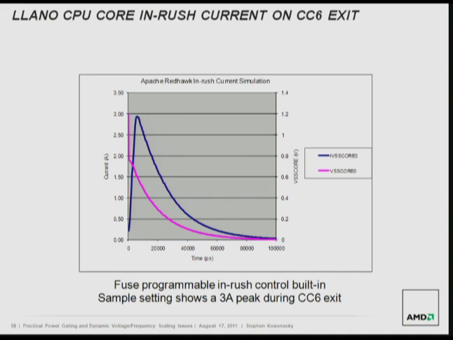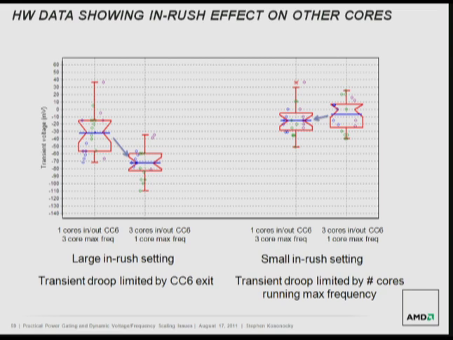If you look at that first step here, this is, again, a RedHawk simulation of Lano, one of the cores, and we can see up to about 3 amp peak here in one of those programming settings. And we can change that so we can make that peak very large or very small. And when we look at the hardware, some of the results are the distributions on the left, which show where CC6 mode is when we turn something on and off. The left set of dots represent one core going in and out of CC6 while 3 cores are running a max workload.